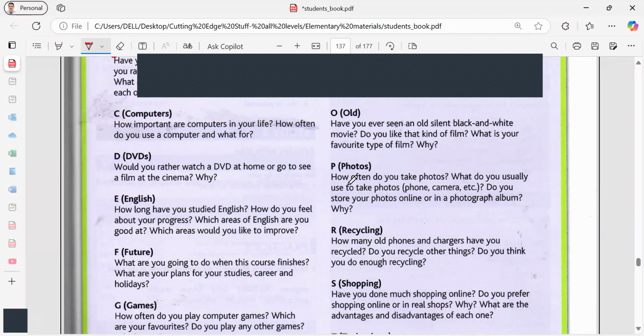Leo, so you need to answer. How often do you take photos? What do you usually use to take photos? Your phone, camera, etc. Do you store your photos online or in a photograph album? And why? Ready? Yes. Start now. How often do you take photos? I think that I take photos every day, because I like to make memories in my life.